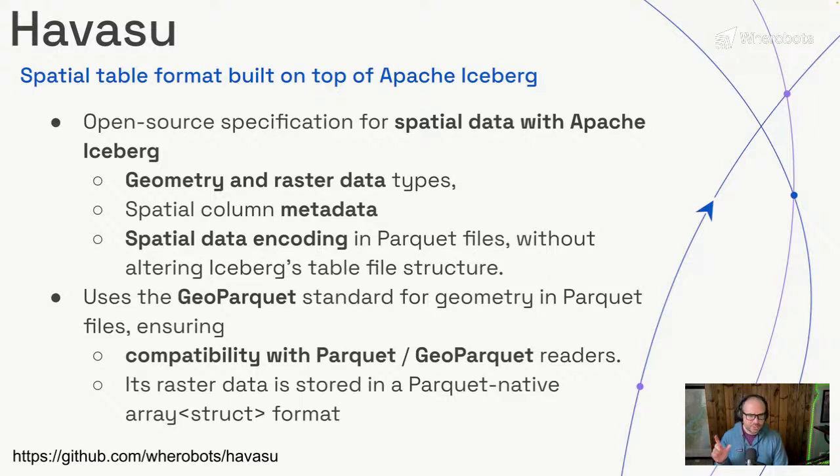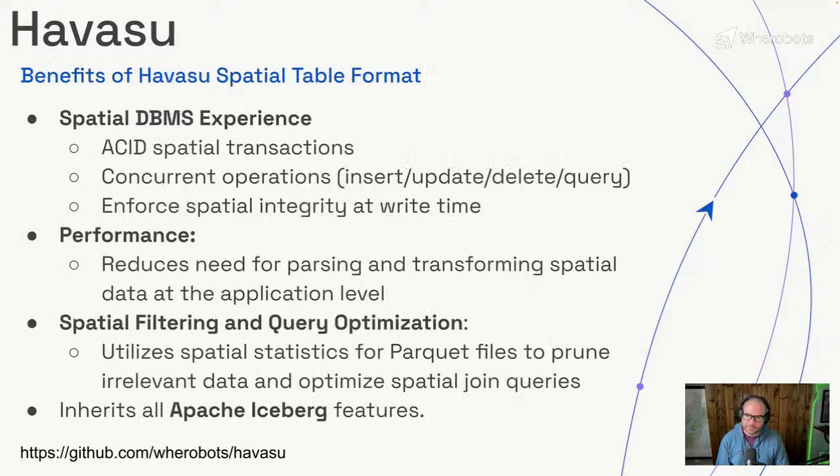I should say there are two options for working with raster data in Havasu. There's the InDB option where we can store the actual raster values in Havasu, and there's an outDB method which is just maintaining a pointer to that raster data. So if we're working with something like large scale GeoTIFF, cloud optimized GeoTIFF, we can just reference that in S3 rather than duplicating the actual values.